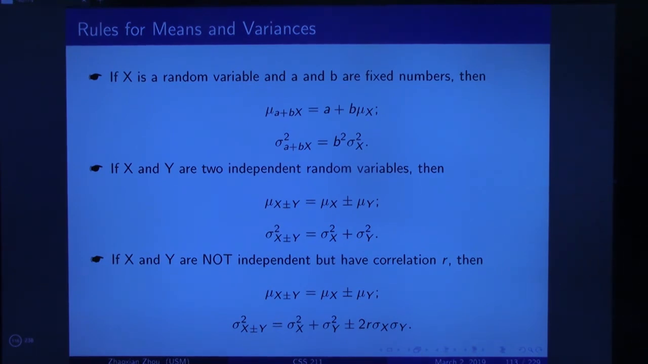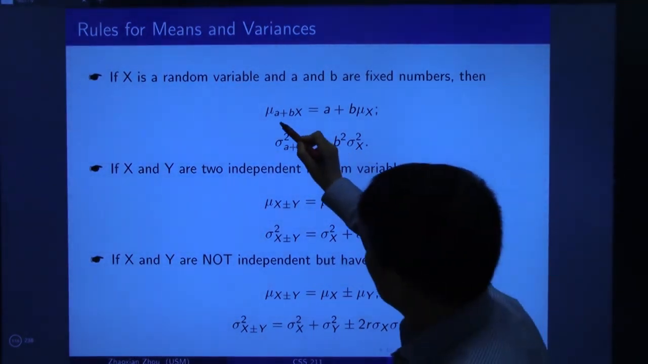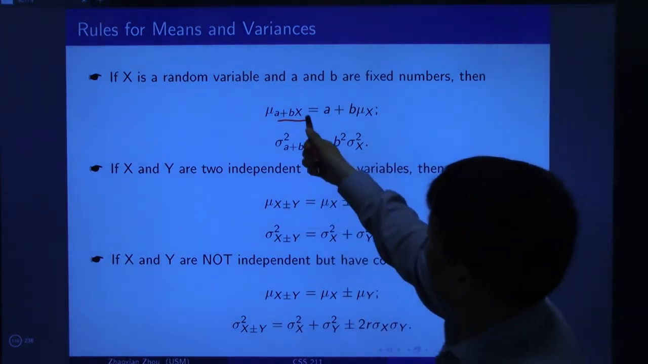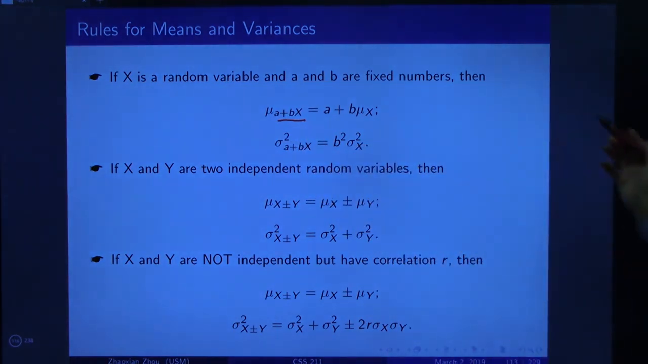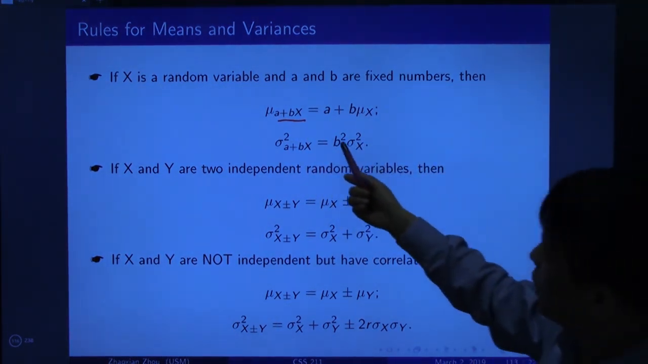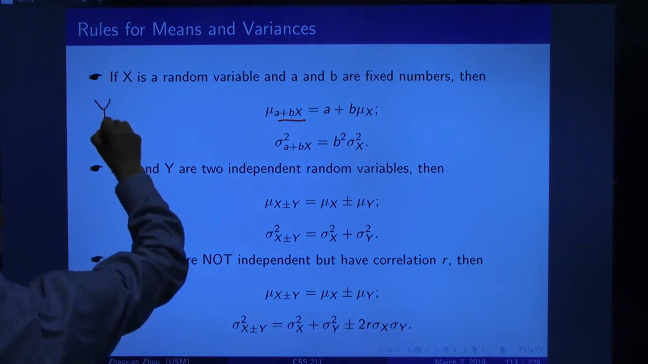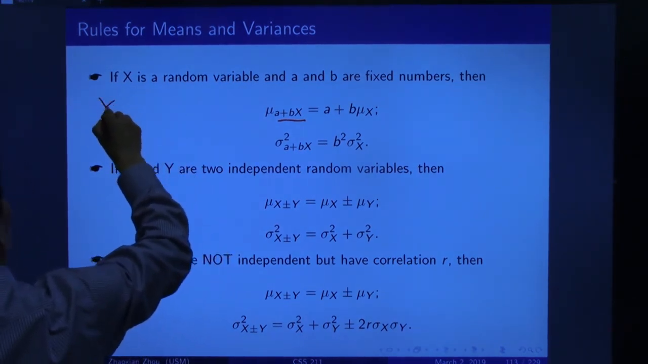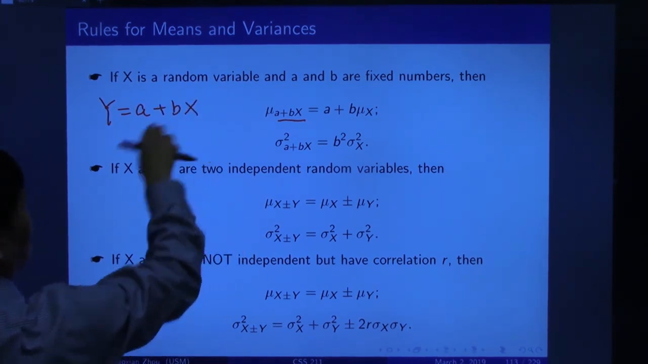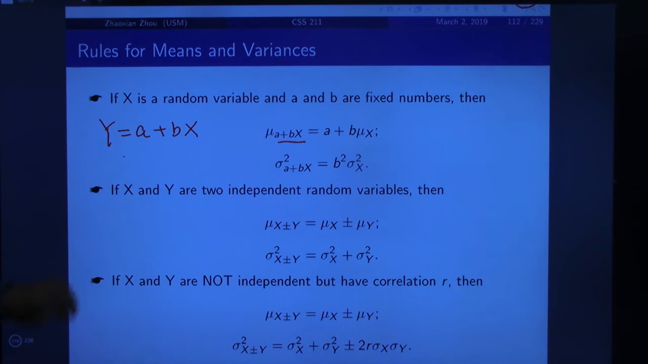If x is a random variable and a and b are fixed numbers, then a plus bx, where x is a random variable and both a and b are just constant numbers, is also a random variable. We can write y equals a plus bx. So x is a random variable, both a and b are constant numbers, then a plus b times x equals y. This is also a random variable. This is called a linear transformation from x to y.